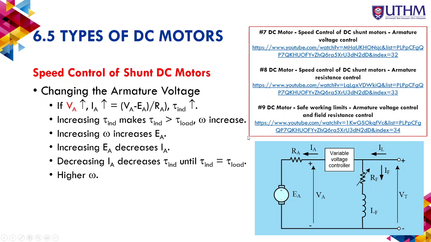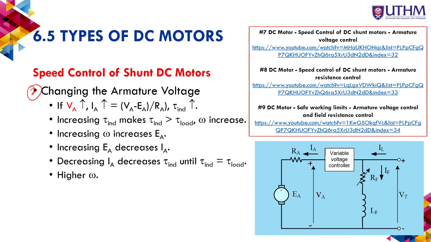Then this is the second method, which is changing the armature voltage. We cannot directly change the armature voltage. We need to have a controller, a variable voltage controller. We supply voltage to the motor terminal, and before the rotor we have another controller over here, and then we can measure. This is VA. By controlling the VA, we can change the speed.